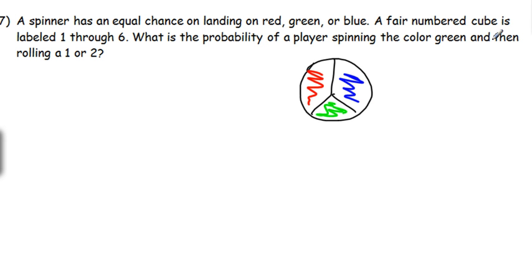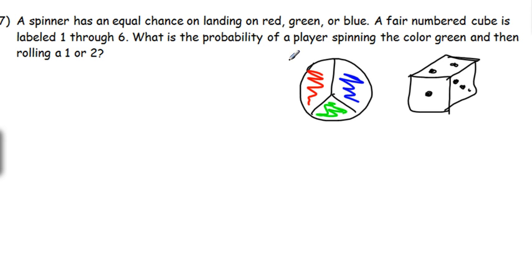And then we have a fair numbered cube, so we can draw one of those. So 6 sides on a cube, and it's numbered 1 through 6, so it looks sort of like this. And did you know, on a fair number cube, on the opposite side of the 1 is a 6, on the opposite side of the 2 is a 5, and on the opposite side of a 3 is a 4. Think about why that might be.